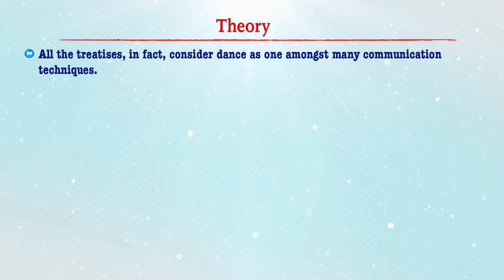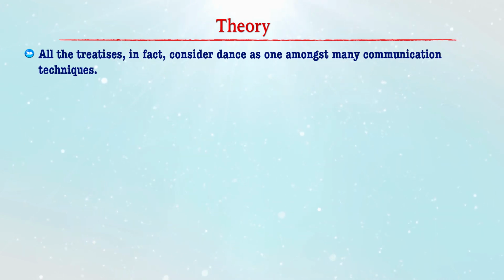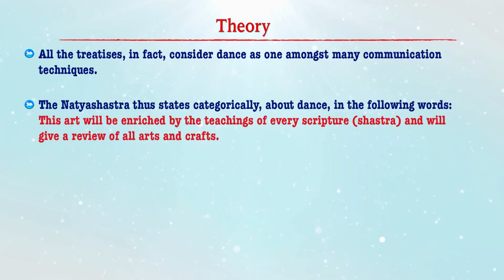At the level of the technique, the art of dance has to be comprehended as an interesting synthesis of the art of sculpture, painting, music and even literature. The dance texts do not deal with the techniques in isolation, but they combine all the above performing arts also. All the treatises in fact consider dance as among the many communication techniques. The Natya Shastra thus states categorically about dance.